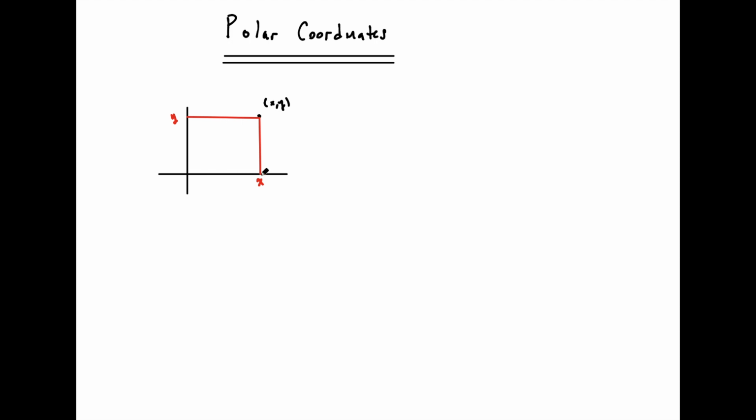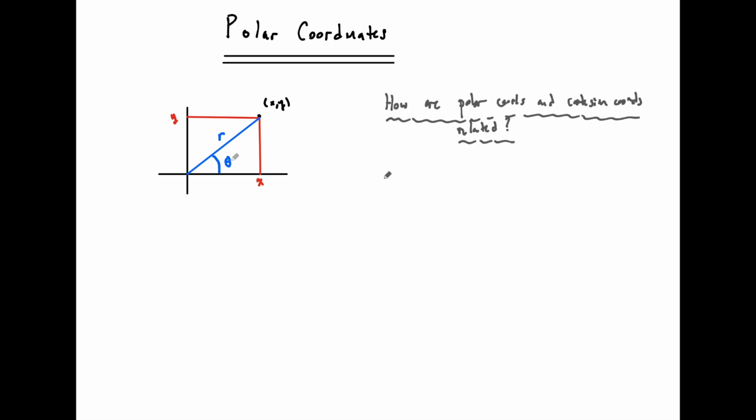Instead of telling you the x-coordinate and the y-coordinate, I'm going to tell you how far away you are from the origin, and then I'm going to tell you the angle that you make with the positive x-axis. Distance from the origin, we call that r, and the angle made with the positive x-axis is theta. Using these two numbers, we can describe the position of any point in space. That's it. That's what polar coordinates are.